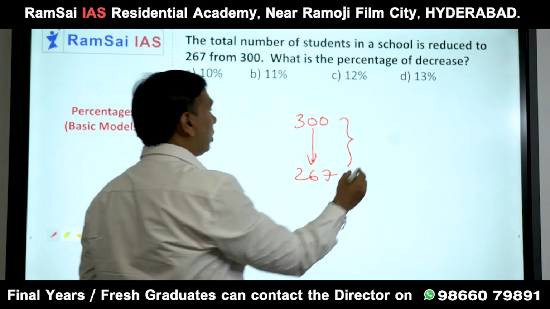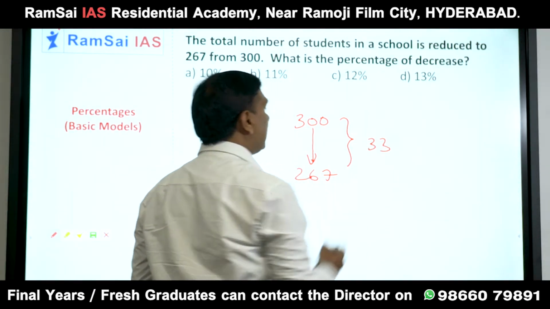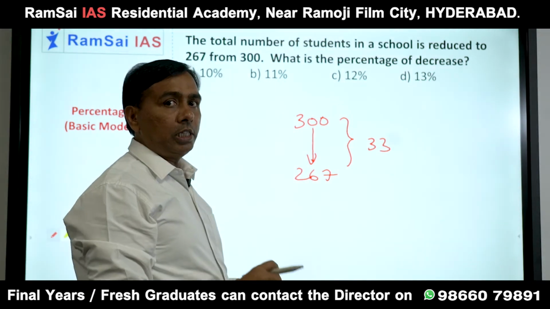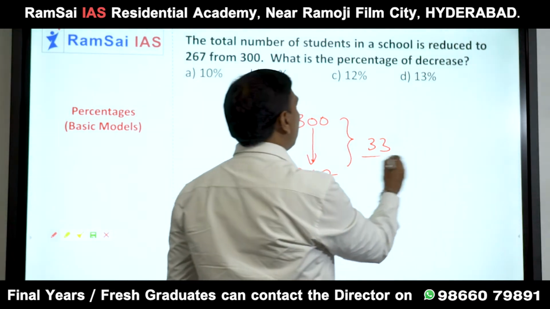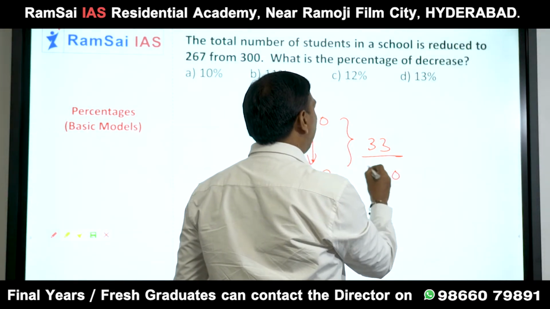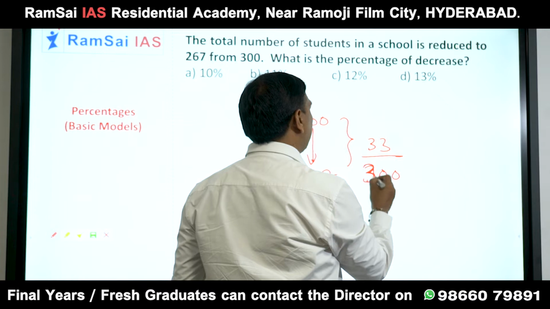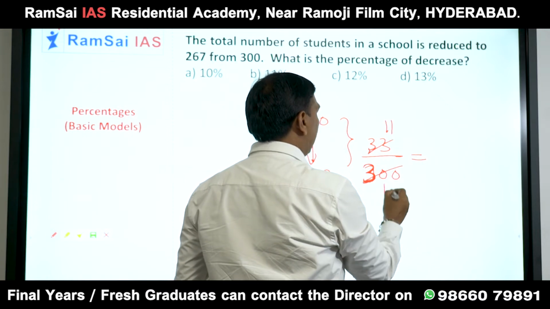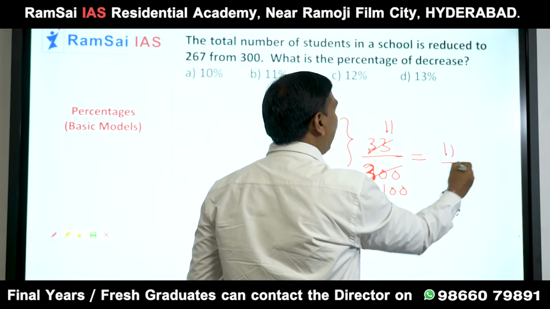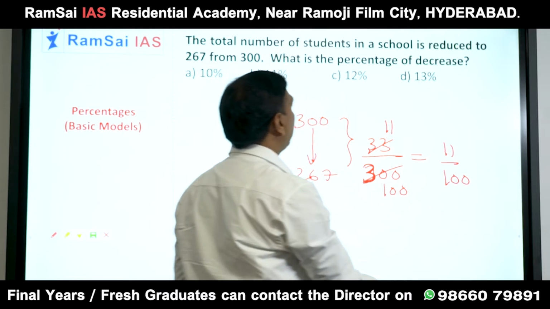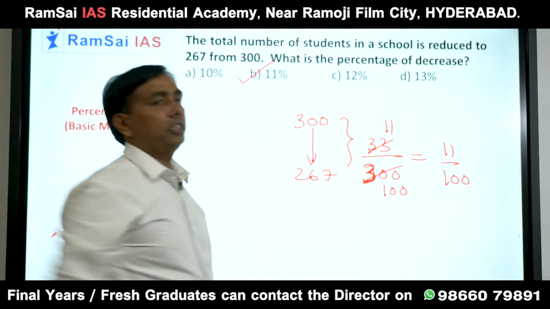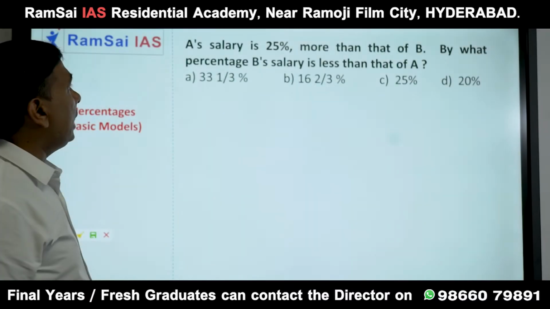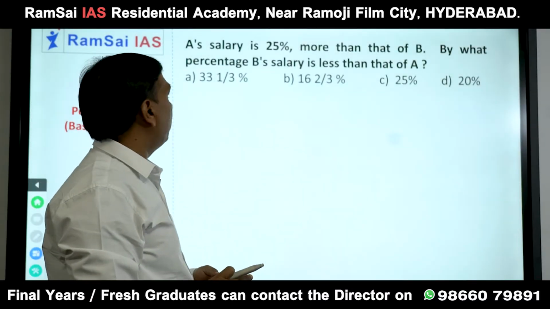That is equivalent to 33. There is a decrease of 33 out of the initial value, 300. So 33 out of 300. What is 33 out of 300? 3 elevens are 33, so it is 11 by 100, which means 11%. So that's it.